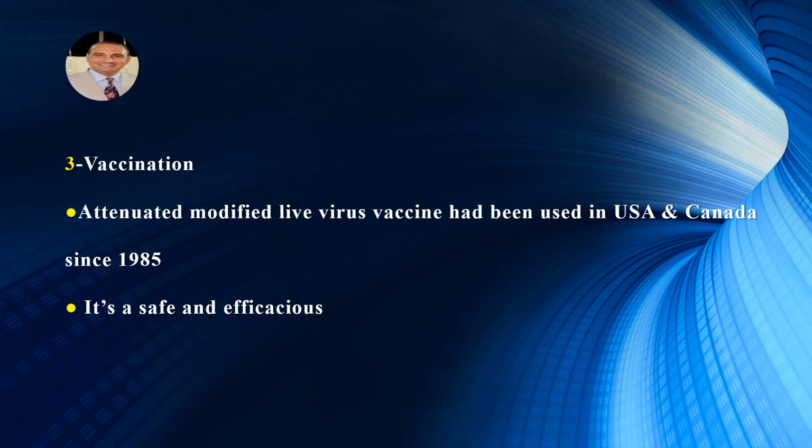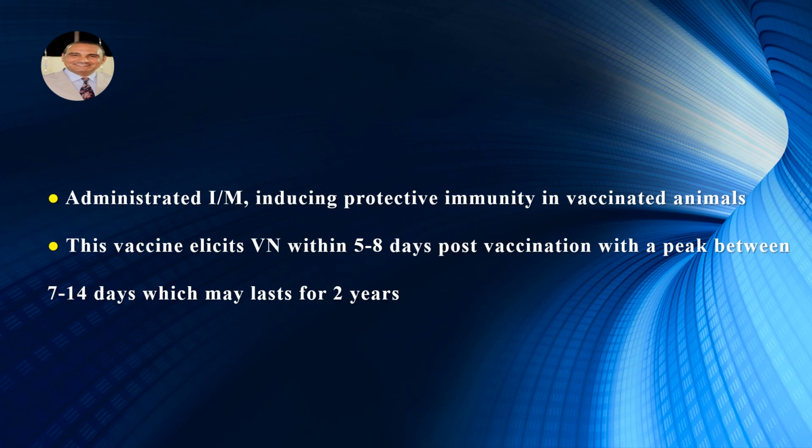Vaccination using an attenuated modified live virus vaccine, which has been used in the United States and Canada since 1985. It is safe and efficient. This vaccine is administered intramuscularly, inducing protective immunity in vaccinated animals. This vaccine elicits viral neutralization antibodies within 5 to 8 days post-vaccination, with a peak between 7 to 14 days that may last for 2 years.